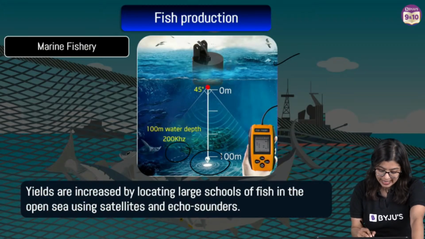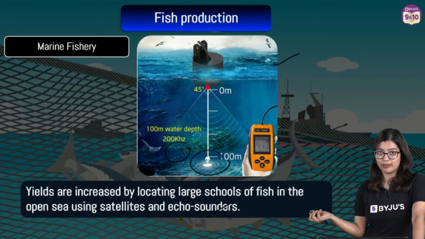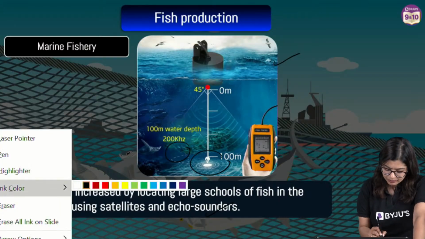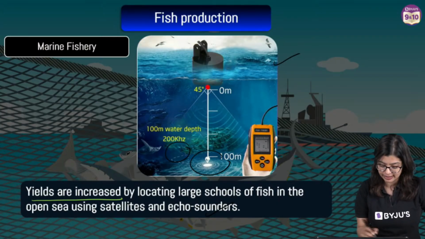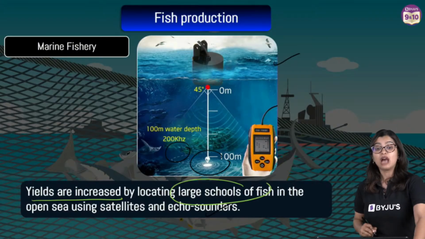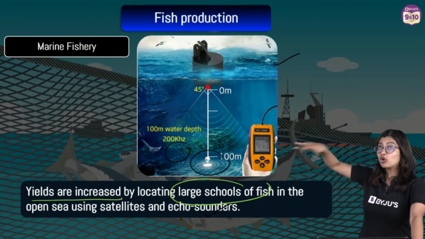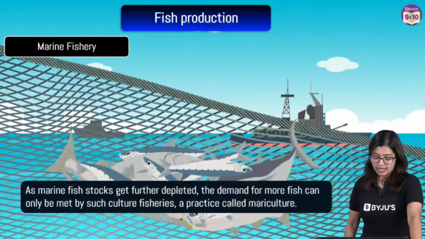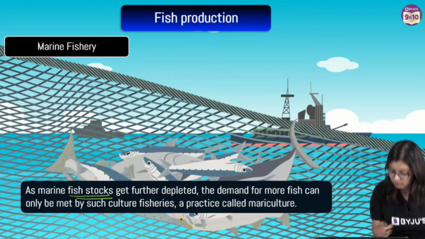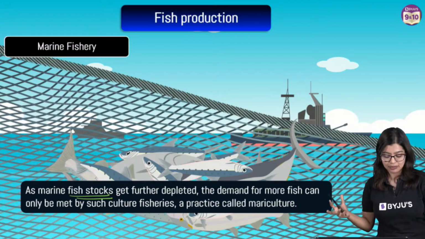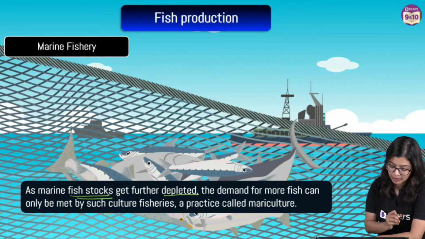Then of course we see that echo sounders is what I just told you about, is sonar and all of that, right? So here we see that yield can be increased by using such techniques, wherein we are able to locate large schools or large groups of fishes and capture them. But this is of course not very ideal, right? Because over a period of time, natural fishes that are there, they'll get trapped. So we see that they will further get depleted.